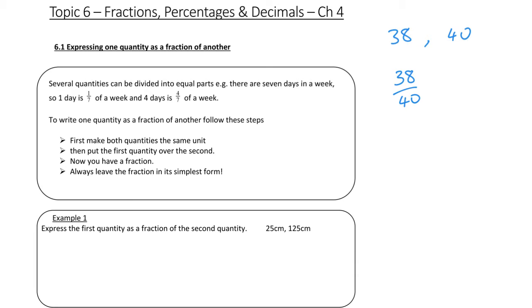So several quantities can be divided into equal parts. There are 7 days in a week. So 1 day is 1/7 of a week. 4 days would be 4/7 of a week. And that's because we're looking at 4 days out of the 7.